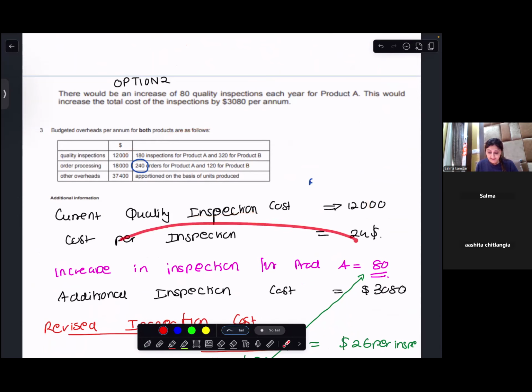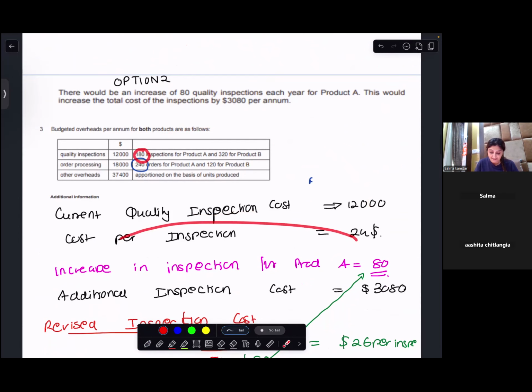Okay. And the cost per inspection was how much? How many inspections were happening? 180 plus 320. It comes up to how much? 500 inspections were happening. So the cost per inspection would be 12,000 divided by 500 inspections. So the cost per inspection would be $24. Okay? Yeah.